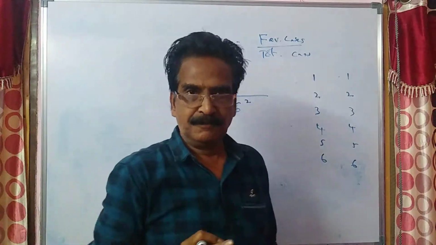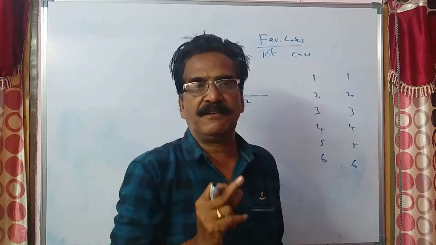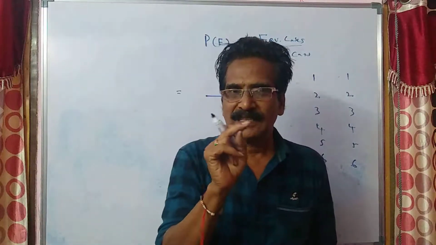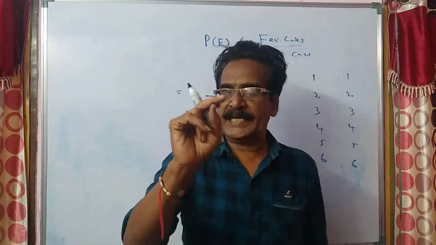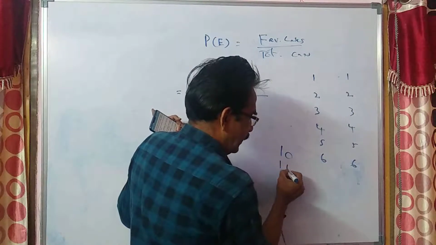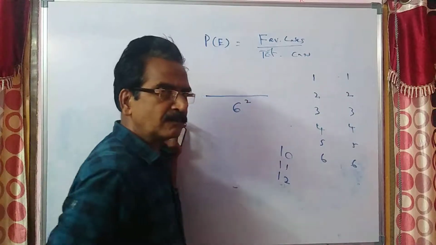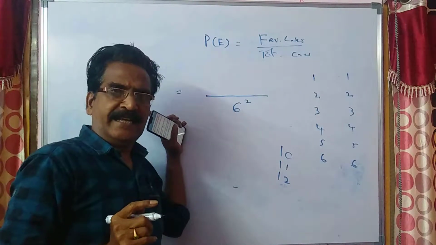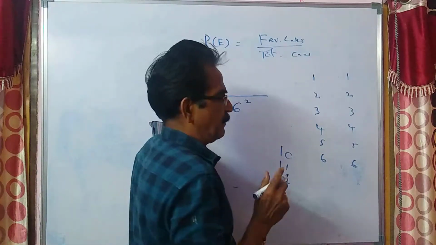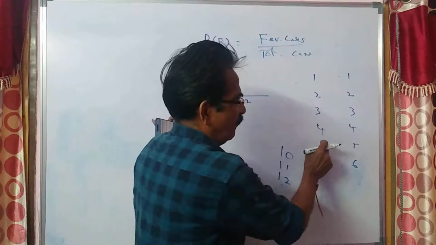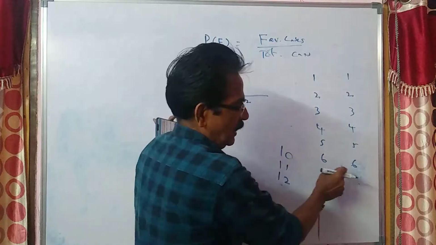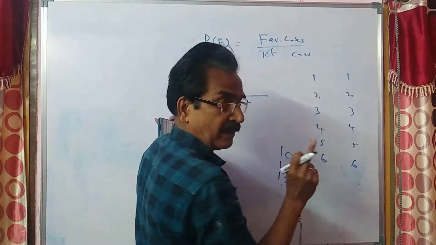Then favorable cases. What do we want? The sum on the two dice must be greater than or equal to 10. That is, the sum may be 10, 11, or 12. How many cases are there where the sum is 10? 4,6, 5,5, 6,4. First die may show 4 and second die may show 6. 4 plus 6 is 10. One case.